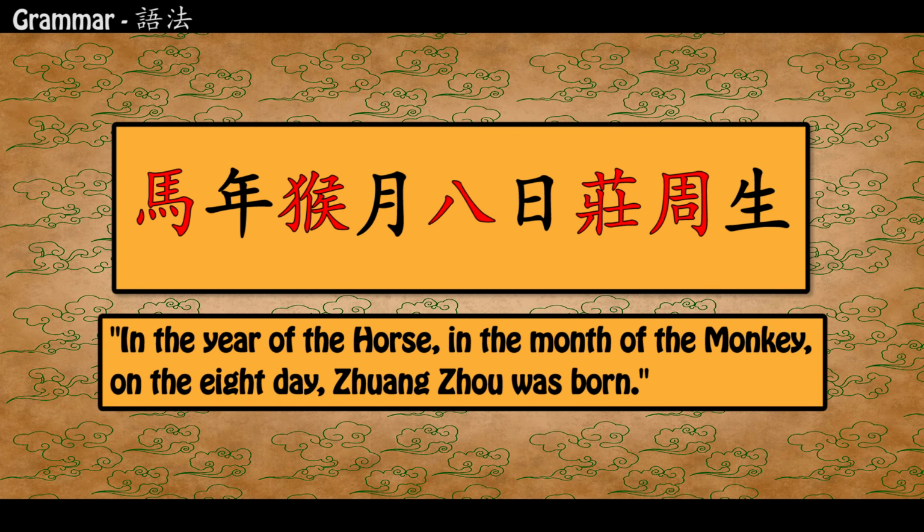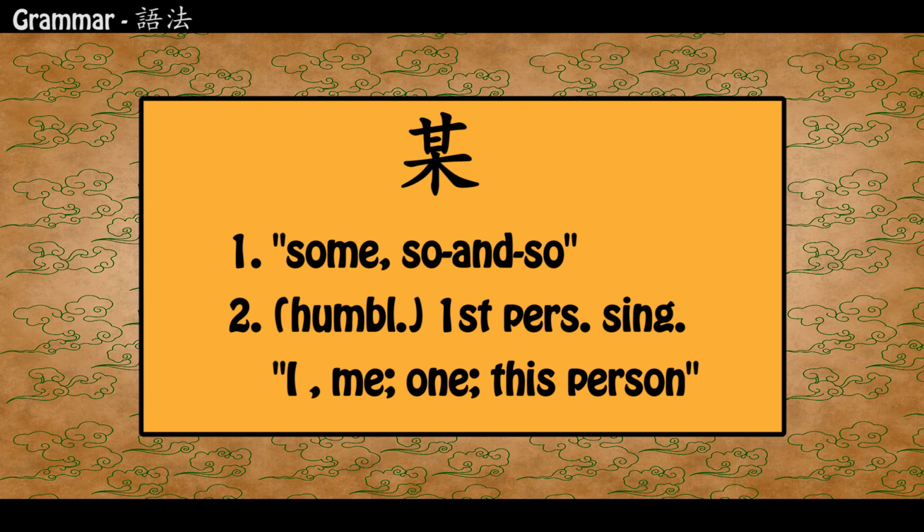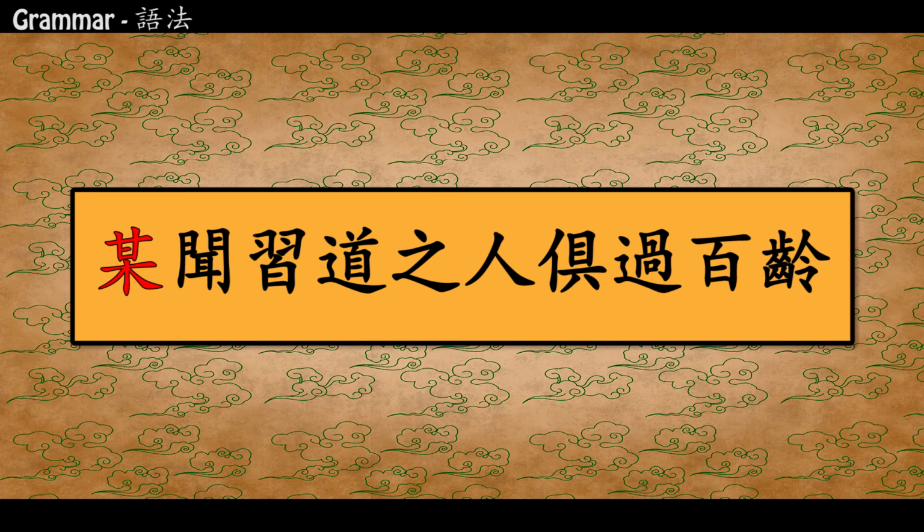Lastly, 某 is also used as a meek and lowly form of I, somewhat like English one, to wit, 某闻习道之人俱过柏林. One has heard that those who practice the Tao all live beyond 100 years.